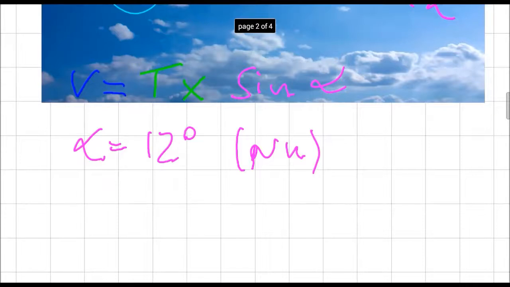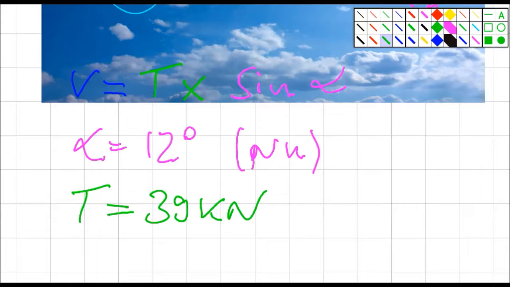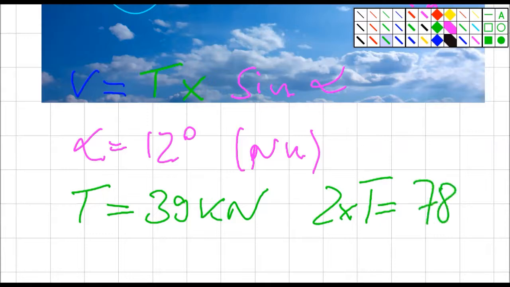Let's assume this is an Airbus A319. The two engines would provide a thrust of 39 kilonewton each. Two engines, that means 2 times thrust equals 78 kilonewton. Please do not forget to carry along the units of measurement.